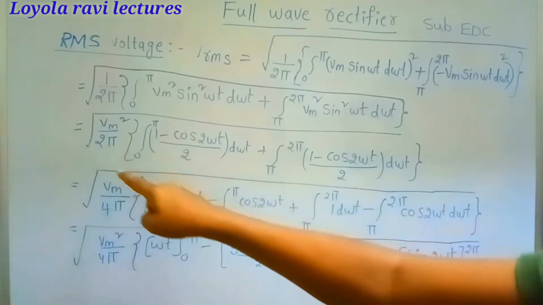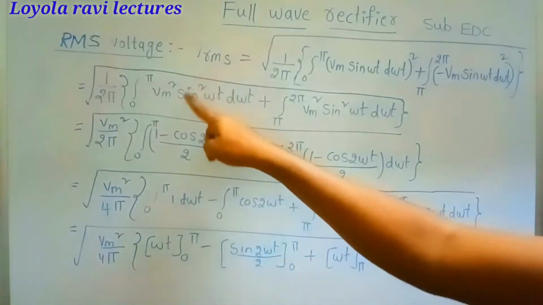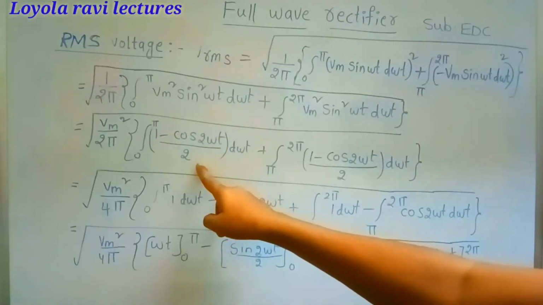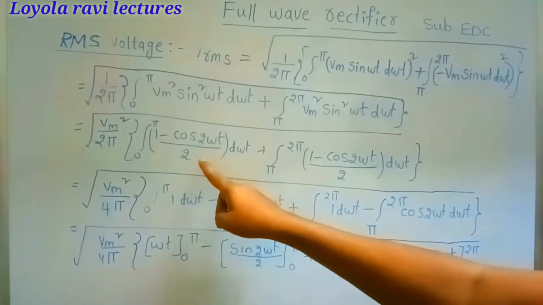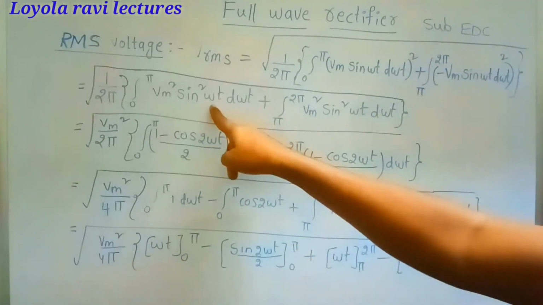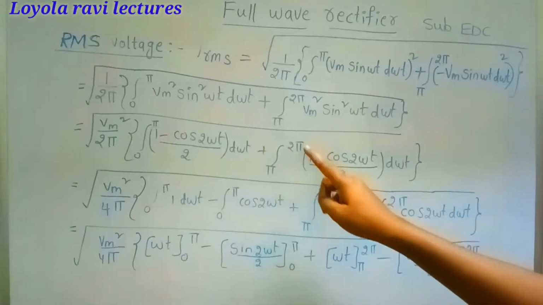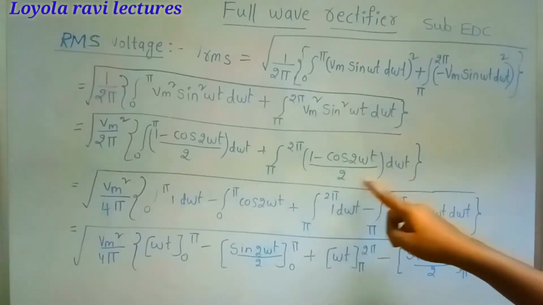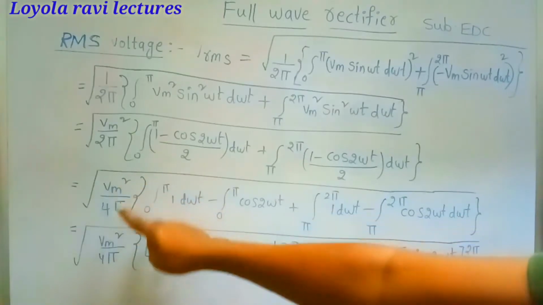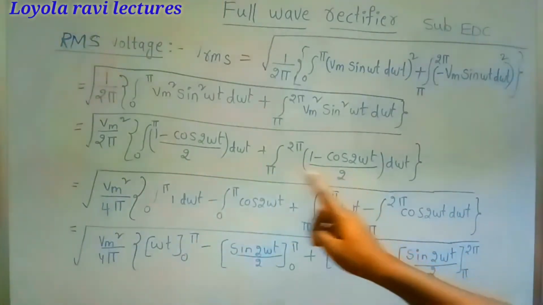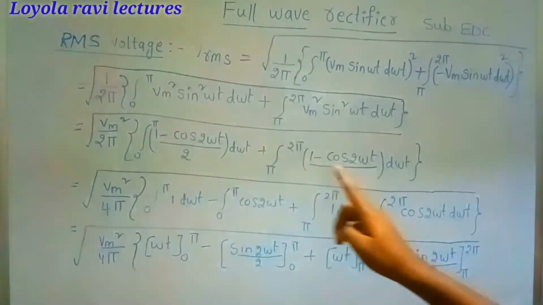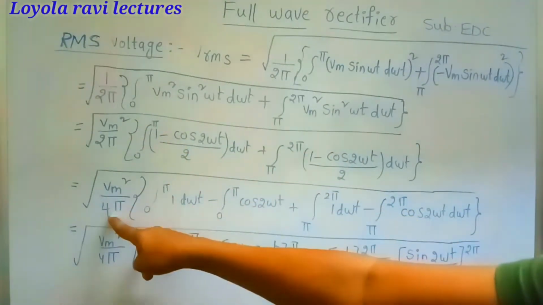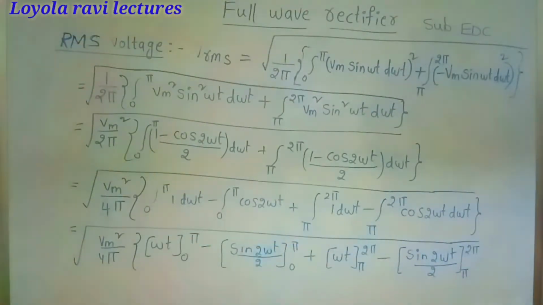Vm square by 2 pi integral 0 to pi. I am writing sin square omega t as 1 minus cos 2 omega t by 2. Similarly, plus pi to 2 pi, here also sin square omega t I am writing as 1 minus cos 2 omega t by 2 d omega t. Then Vm square by 2, I am taking common. In both terms we have 2 in the denominator, so I am taking 2 common. That is why Vm square by 4 pi, 2 pi into 2 is 4 pi.